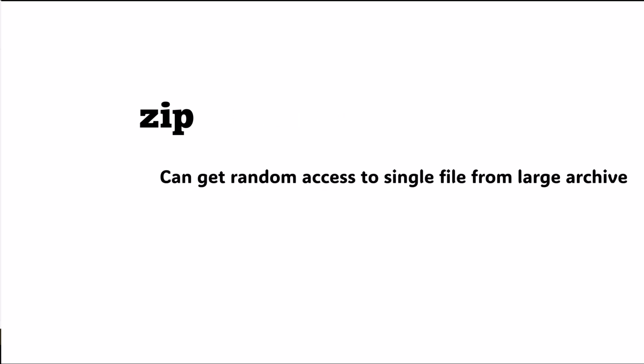A key difference is in how you access files. In a tar archive, you need to decompress it sequentially to access a specific file. But with zip, you get random access. This means you can pull out a single file from a large archive without processing the entire thing, saving time.